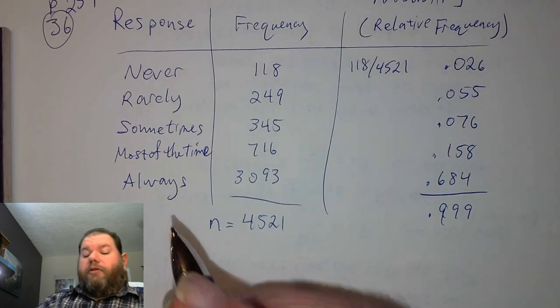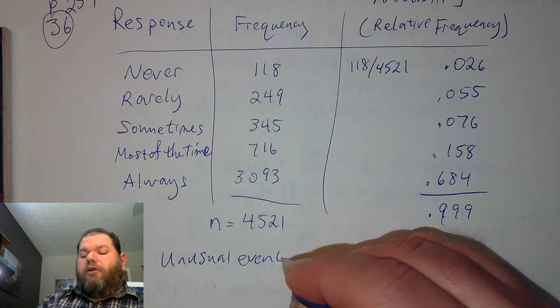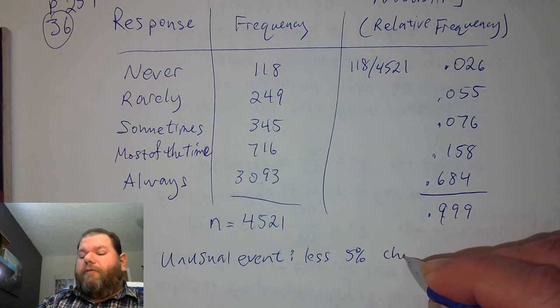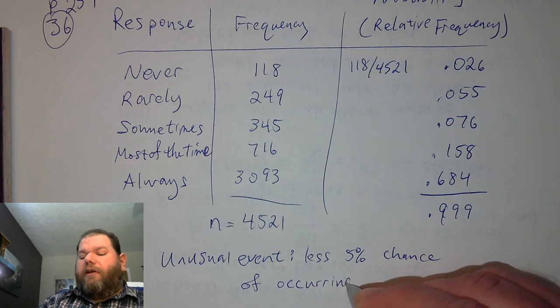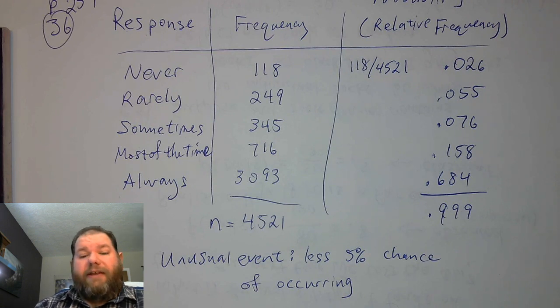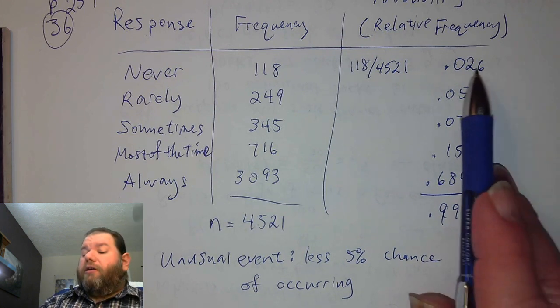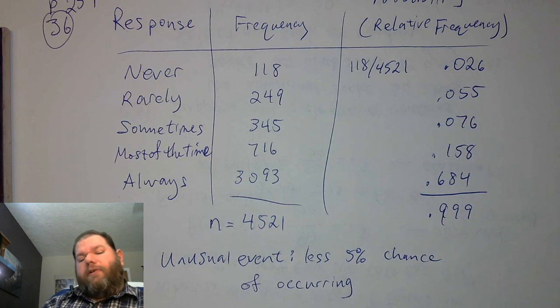Now, an unusual event, this is the last thing we'll cover. An unusual event is less than 5% chance of occurring. At least that's how the book defines it. I feel like it's kind of a nebulous concept, but generally speaking, we'll say an event is unusual if it has a less than 5% chance of occurring. And so, the other question that I asked here, part B, is it unusual for a college student to never wear a seatbelt when driving? And the answer is yes, because this is actually 2.6%, smaller than 5%.